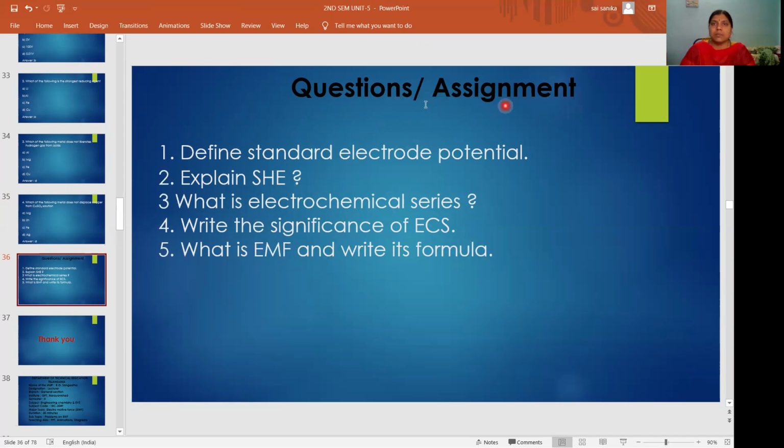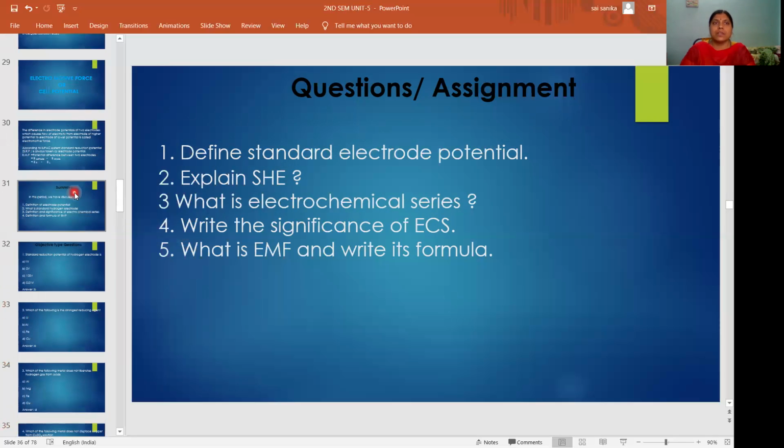Okay. So these are the assignment questions from this topic. Among these, one is very, very important. The standard electrode potential, you get the definition for 1 mark, and this SHE for 5 marks, with the diagram you have to explain. Okay. So this is about today's class.